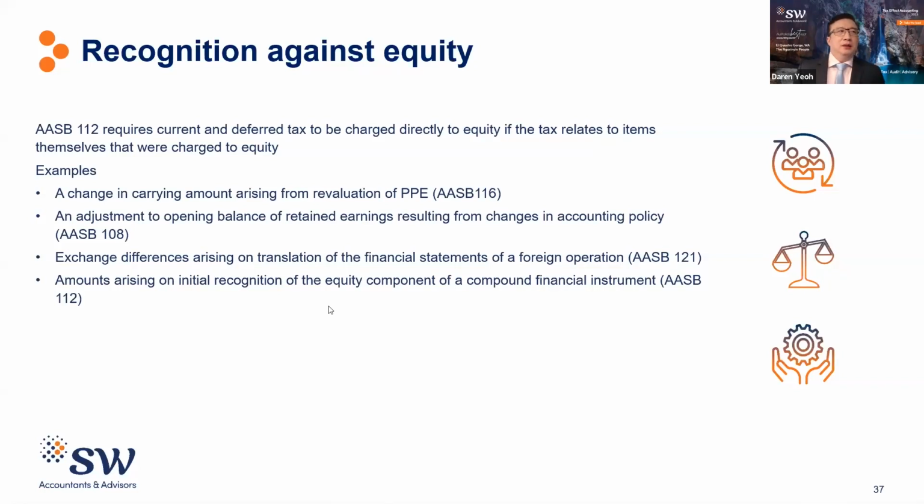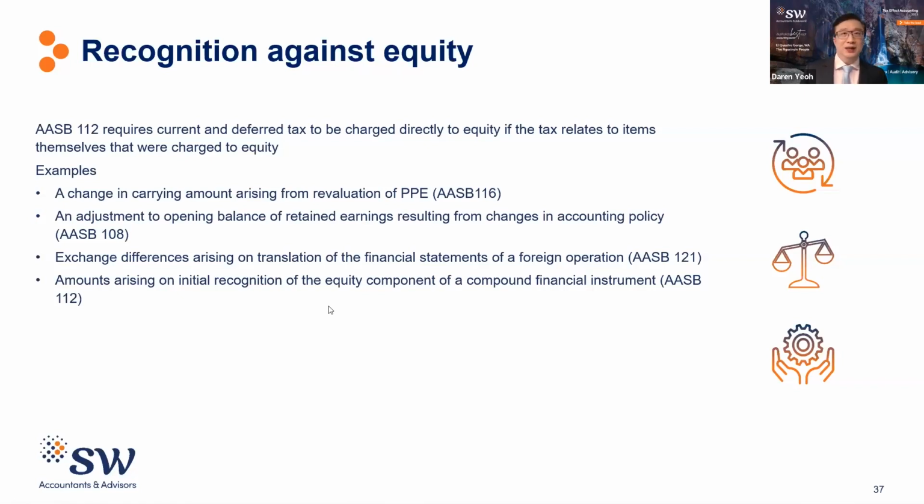To put things into context, when you recognize a DTA and DTL, it does not always mean that the other side goes to income tax expense or deferred tax expense. You need to look at or reflect on the original accounting entry giving rise to that temporary difference. And sometimes the entry could be resulting from an equity transaction. So what are some of those examples?